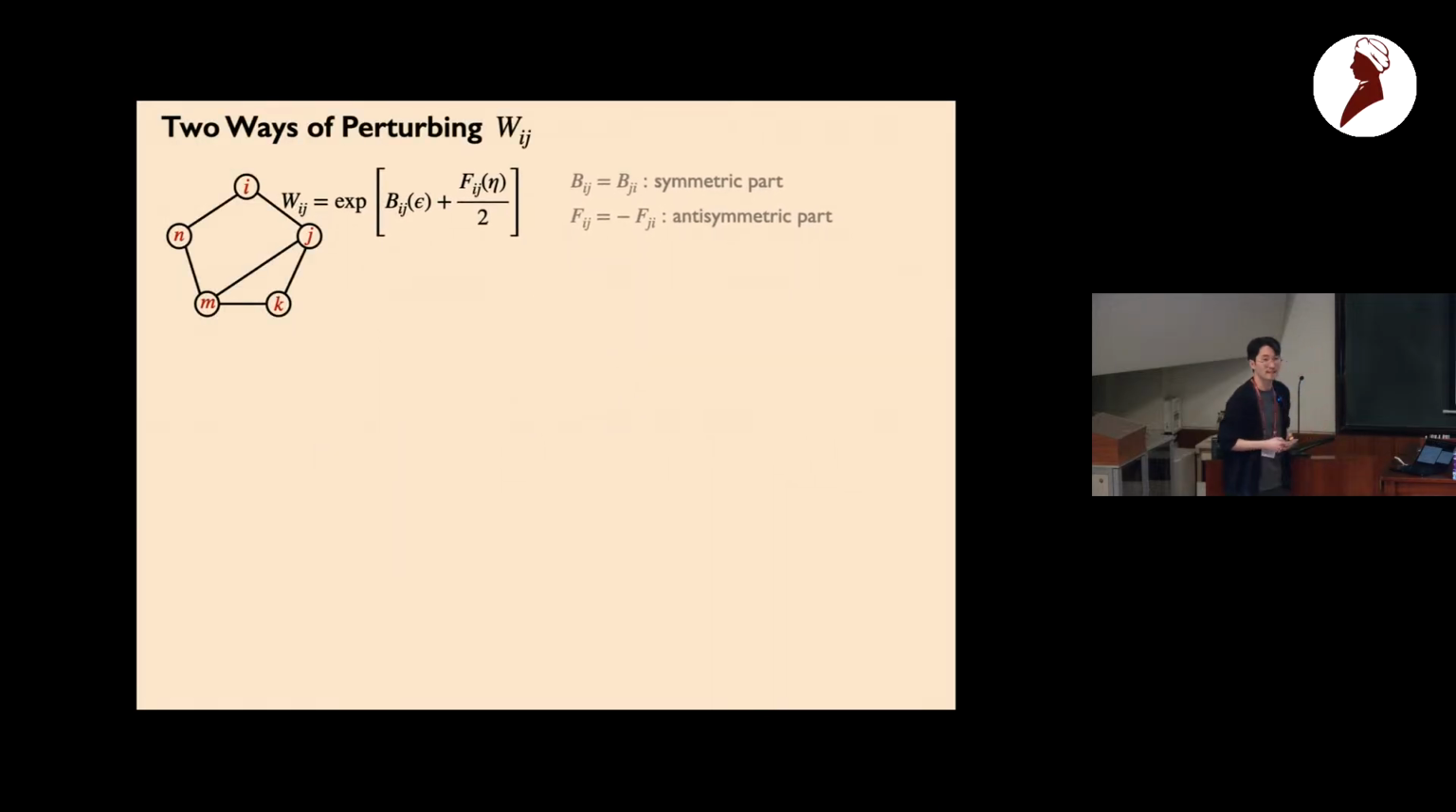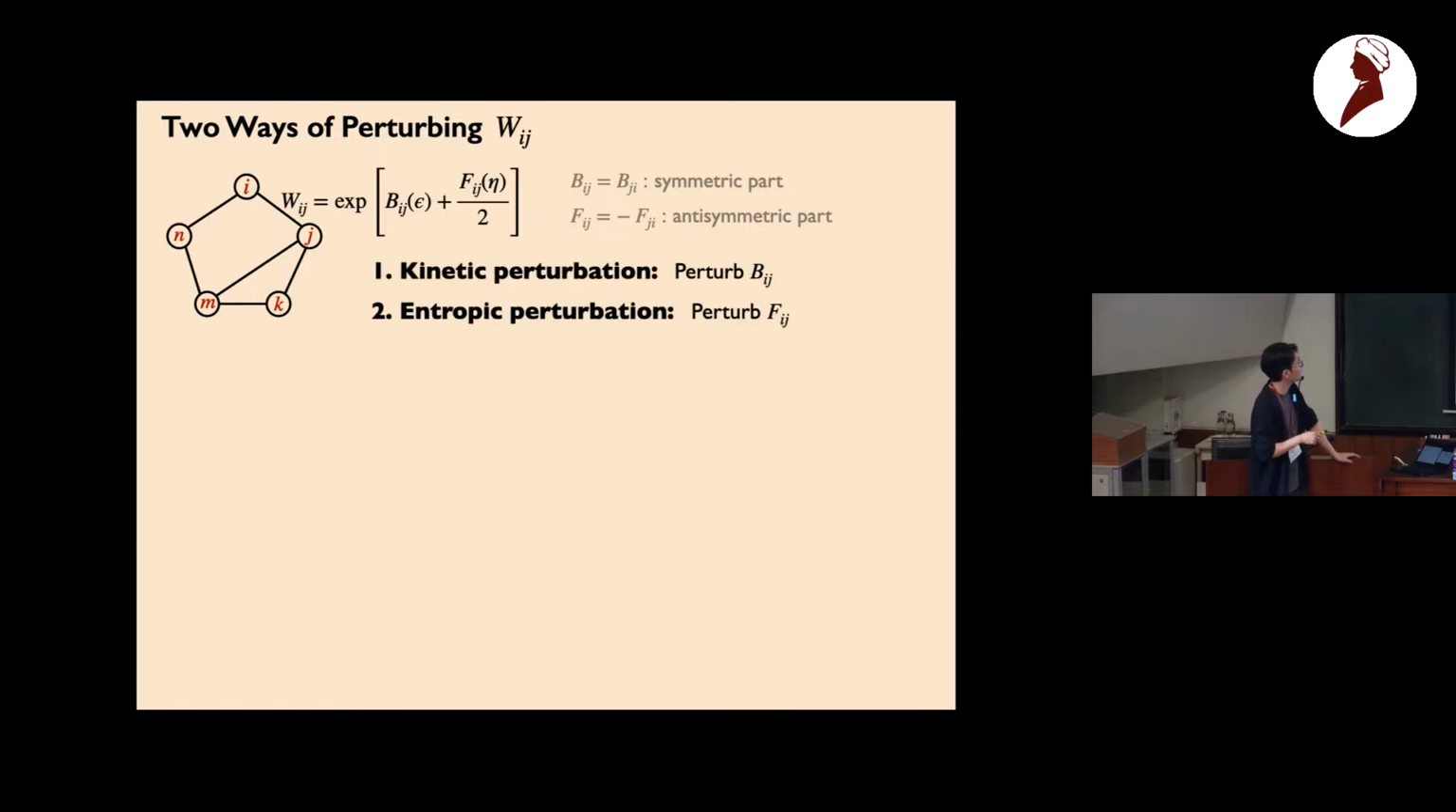Within this setup, there are two ways of perturbing Wij. The first way is perturbing Bij. The second way is perturbing Fij. The first perturbation is called kinetic perturbation. The second perturbation is called entropic perturbation. Let me first talk about what kinetic perturbation is.